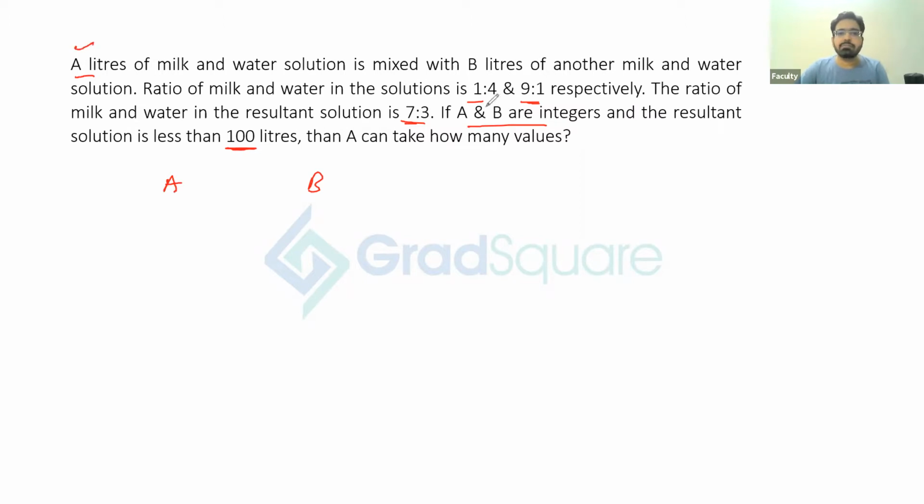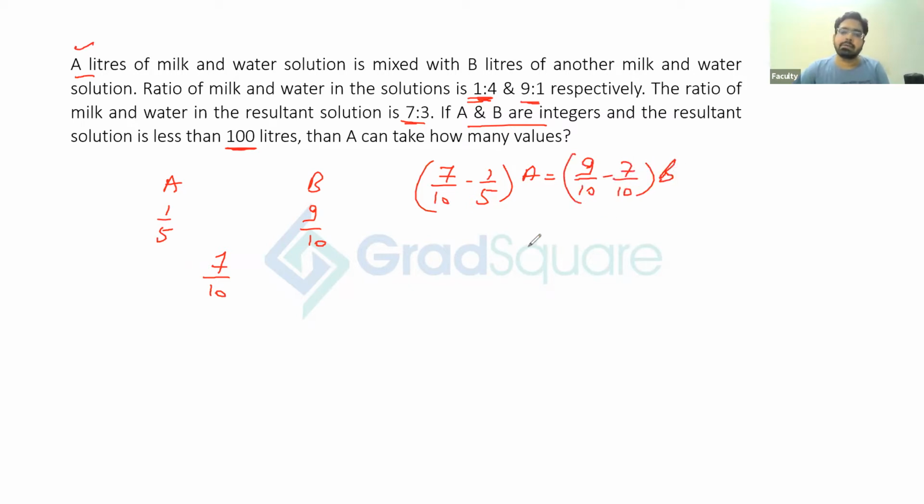What was the strength of milk in the solution A? 1/5. What was the strength of milk in the solution B? 9/10. What is the final strength of milk in the resultant mixture? That's going to be 7/10. So of course, B is going to create a surplus and A is going to create a deficit. So my equation will look like this: (7/10 minus 1/5) into the quantity A should be equal to (9/10 minus 7/10) into the quantity B.